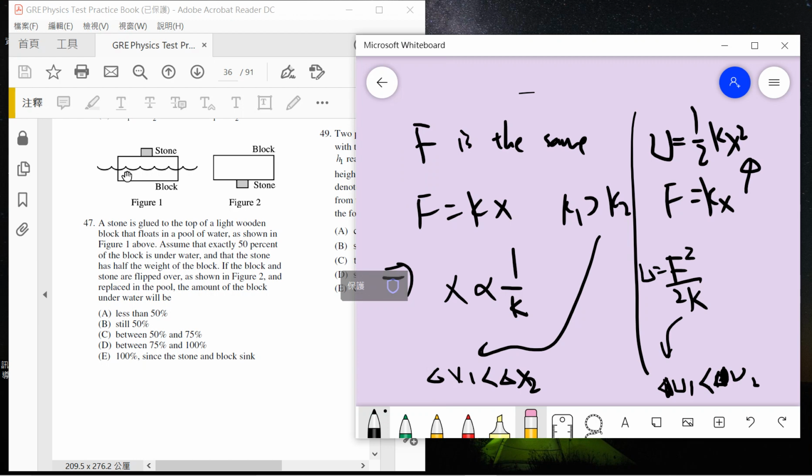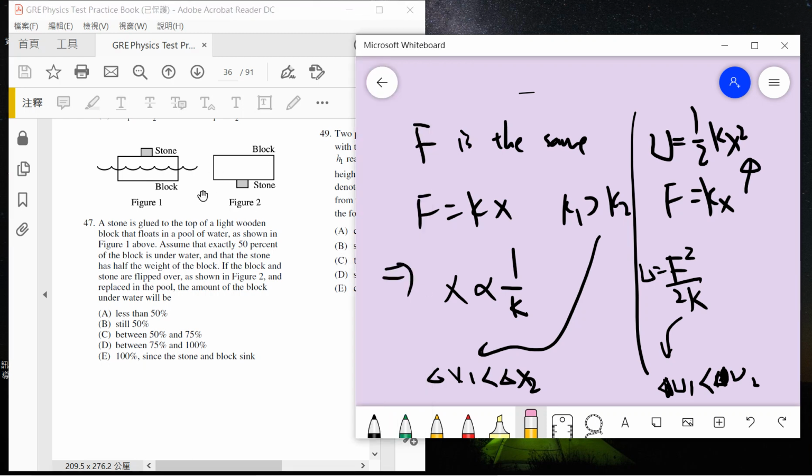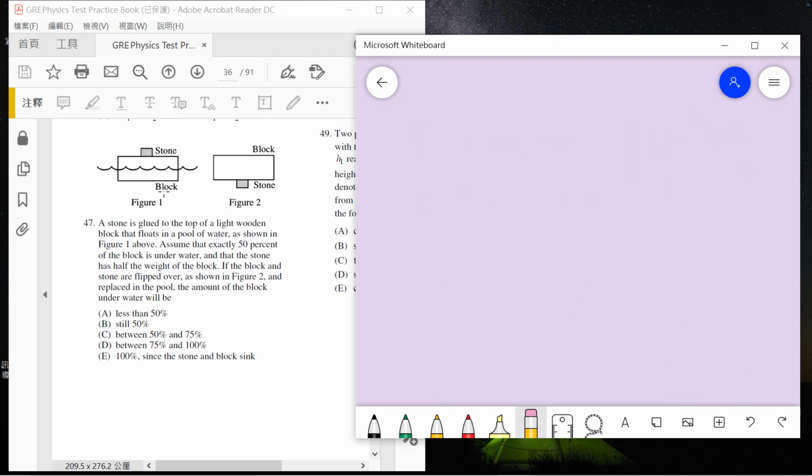So basically, this is the amount of block on the water here, and this is the amount of block under which you need to solve it. But basically we don't have to do any calculation here because of the Boyle-C formula. Okay, so let me write down the Boyle-C.